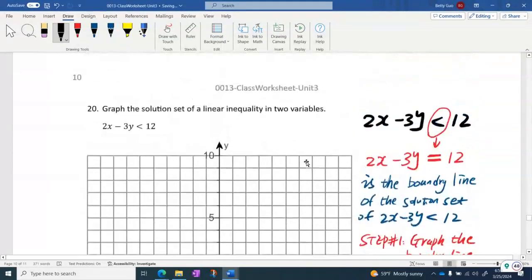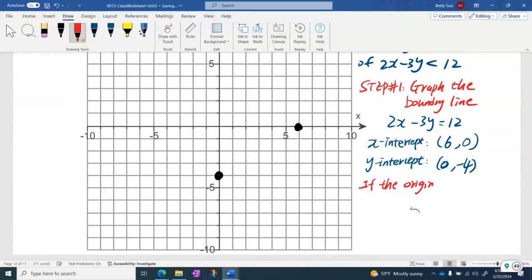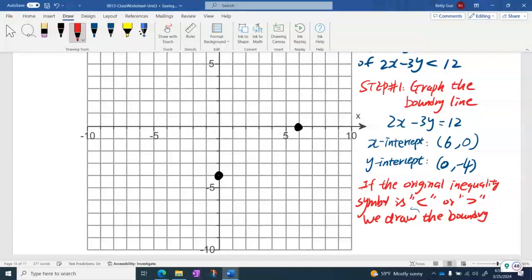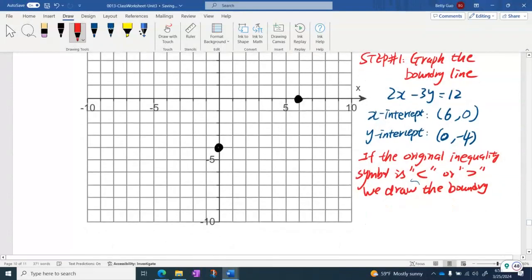But before we draw the line, we have to consider one thing. Let me write it down. If the original inequality symbol is this or this, we draw the boundary as a dashed line.